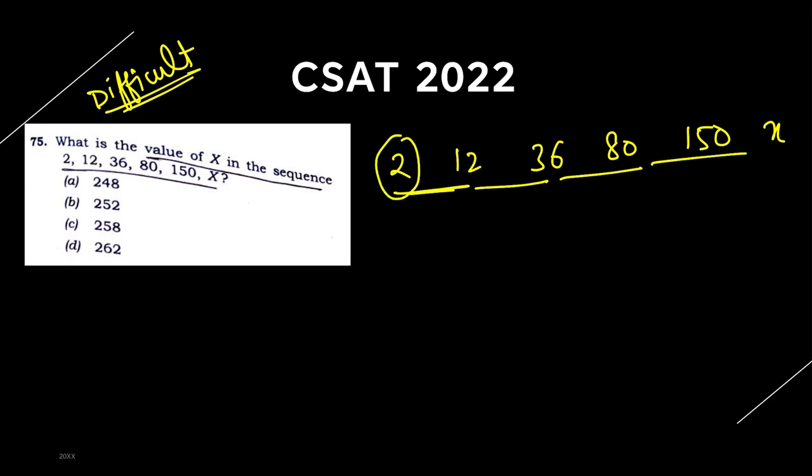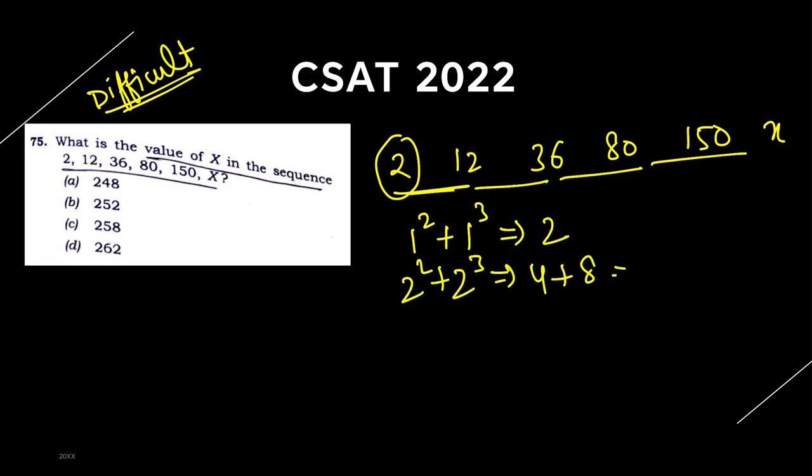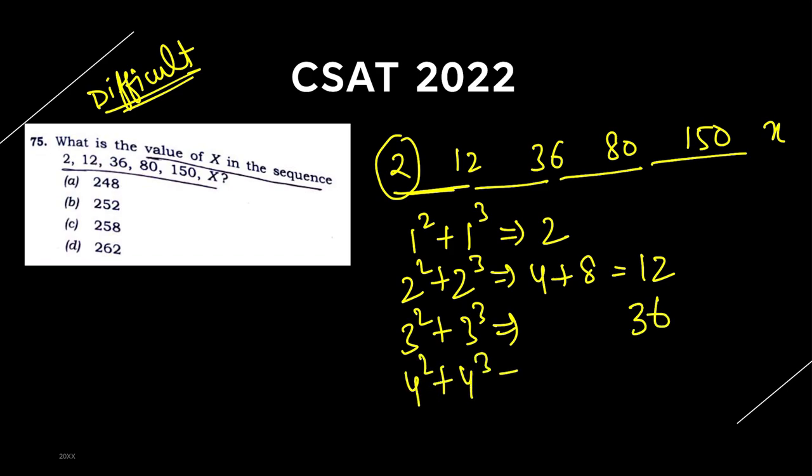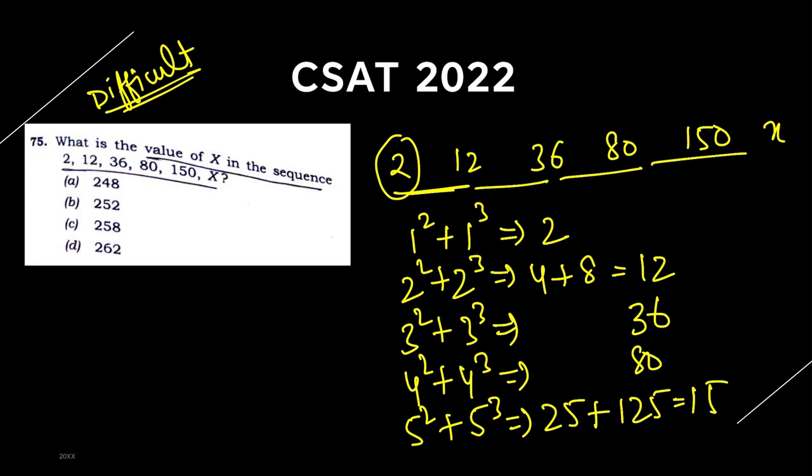What is the solution? 1 square plus 1 cube is 2. 2 square plus 2 cube is 4 plus 8, that is 12. 3 square plus 3 cube will be 36. 4 square plus 4 cube is what? 80. 5 square plus 5 cube is 25 plus 125, that is 150.